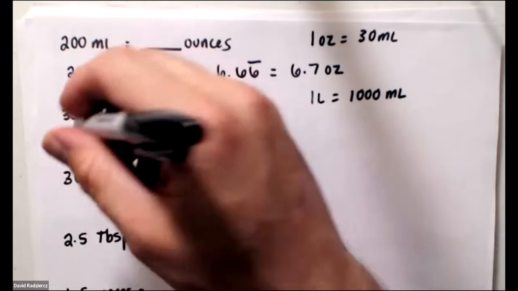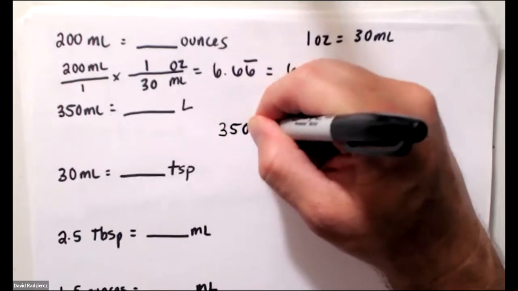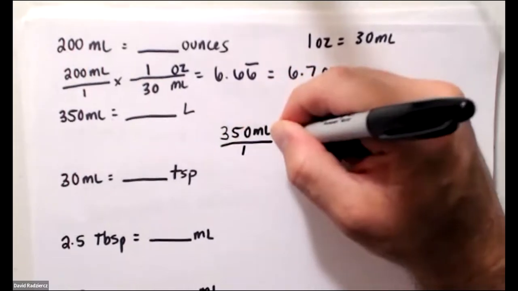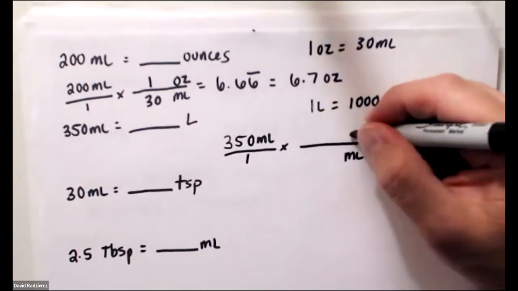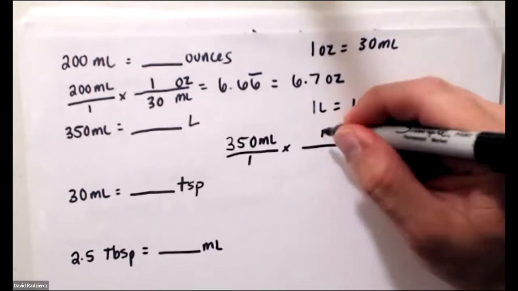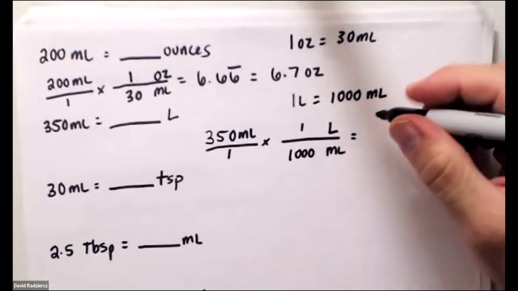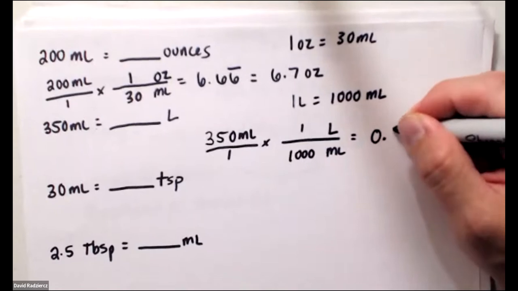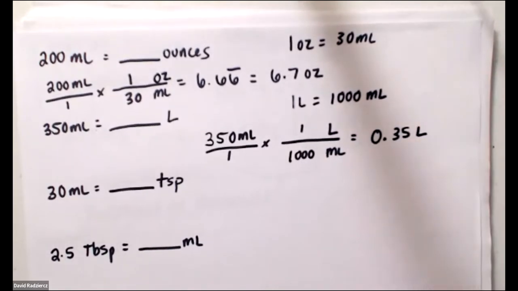So I'm going to take my 350 milliliters. I don't want milliliters. I do want liters. And I know that 1 liter is 1,000 milliliters. And that will help me out with knowing which way to move my decimal. And my answer would be 0.35 liters. Don't round. That's your answer.